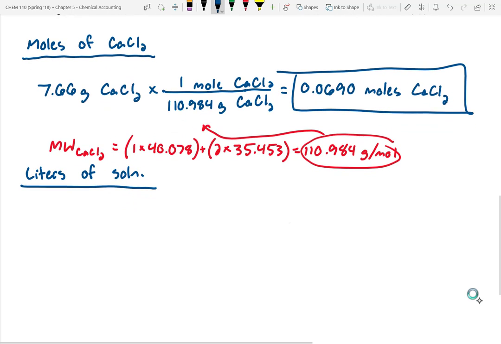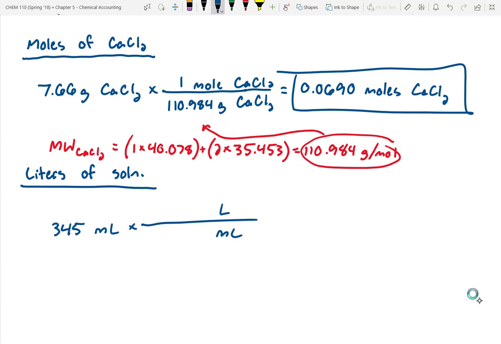Now we've got to do the volume. And in this case, we know we've got 345 milliliters. We don't want our volume to be in milliliters, we want it to be in liters. So I'm going to put milliliters on the bottom, liters on the top. Now the question is which number goes where?